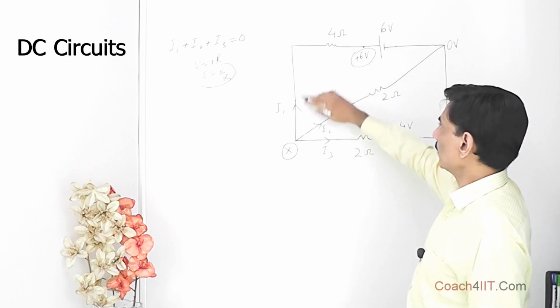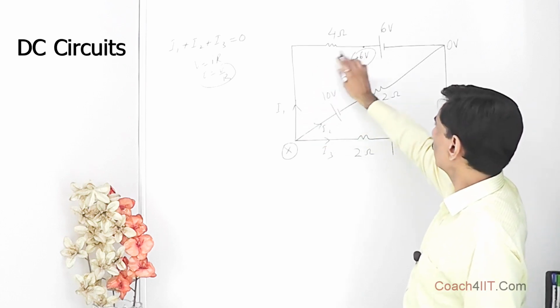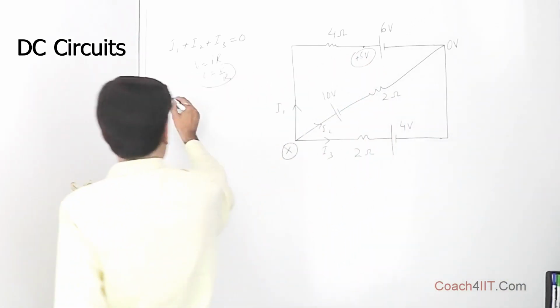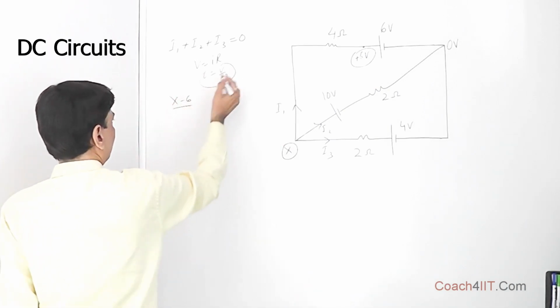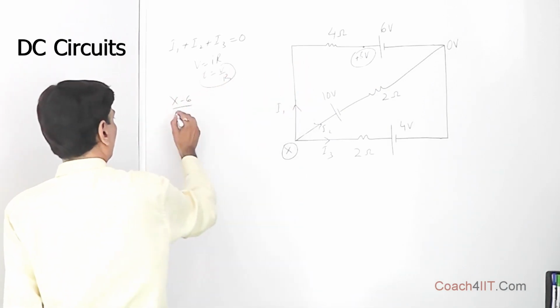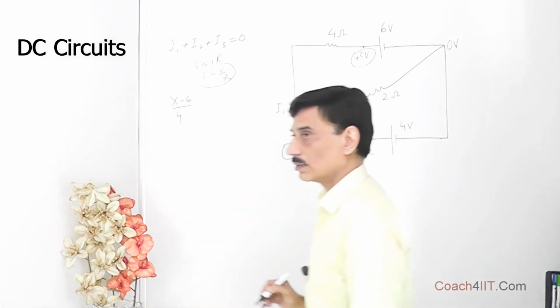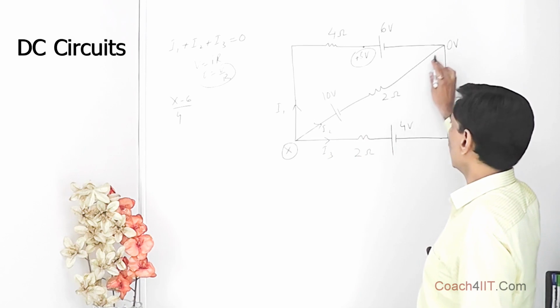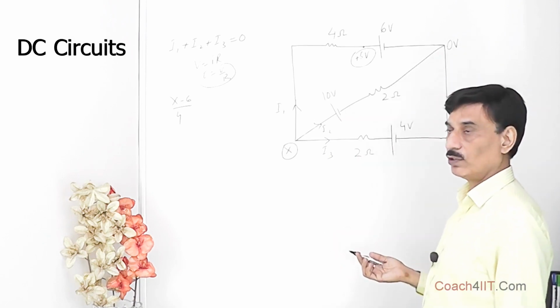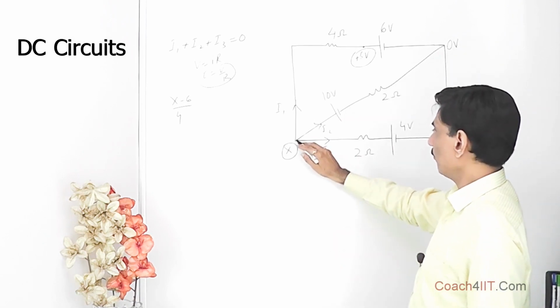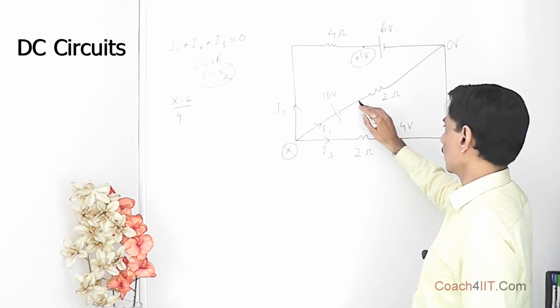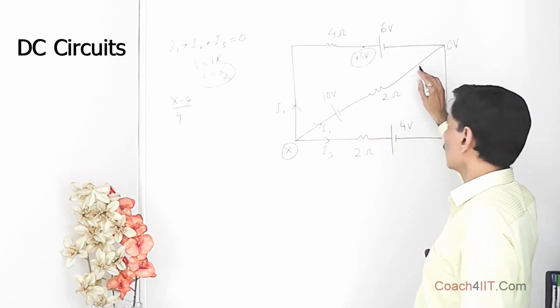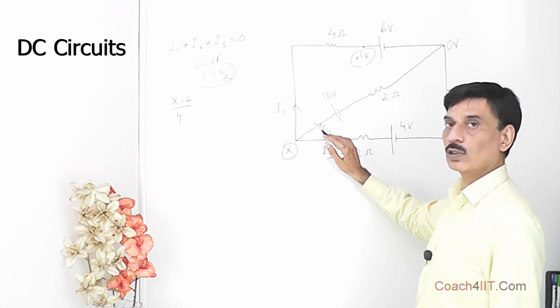So the potential difference across the resistor is X minus 6. X minus 6 is the potential difference, divided by resistance. Resistance is 4. So this is the value of current I1. Whatever current is flowing here, it shall be flowing in one direction and with just one value only. So whether you find the current over here, or over here, the reading is going to be the same. It is not going to be different.